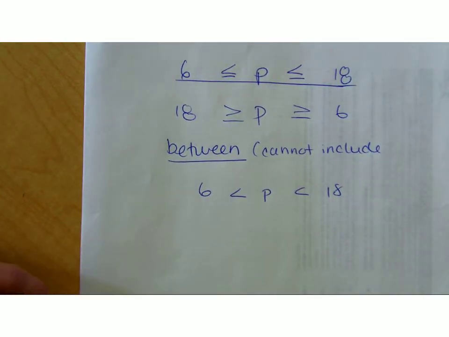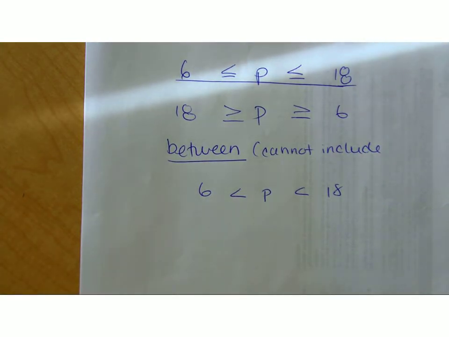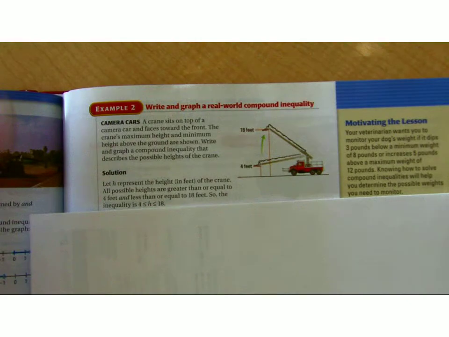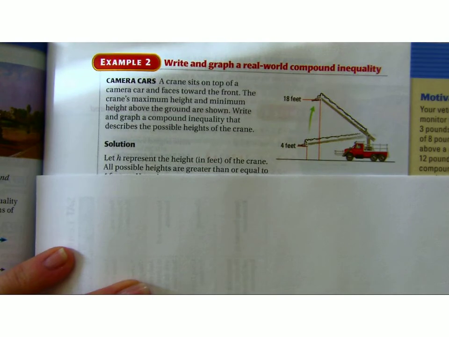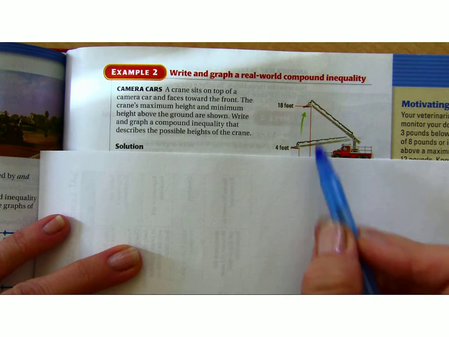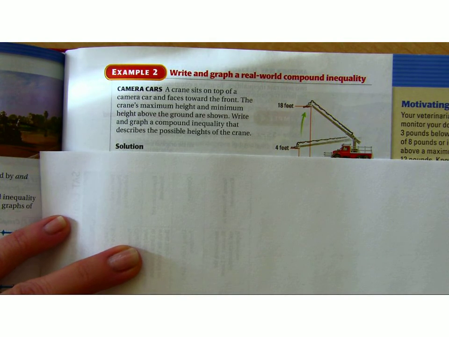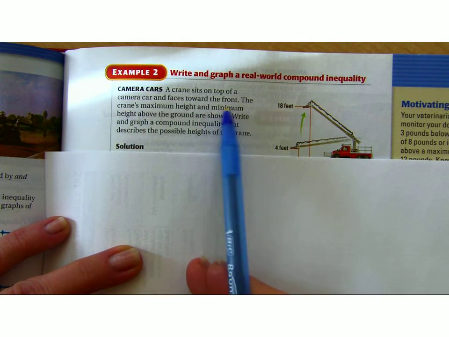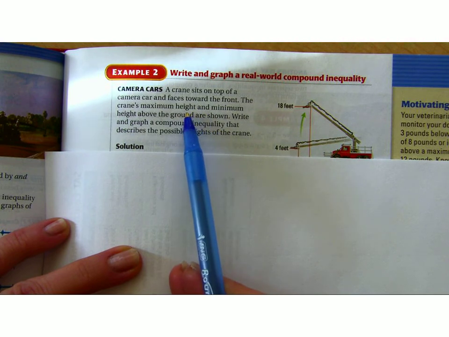Yep. Okay, in your book, what if I give you a visual? Let's say there is a crane, and I'm just going to show you the picture. This crane can lift anywhere from 4 feet to 16 feet, or 18. So right away I should be looking at that and asking, can it be 18 and can it be 4? You've got to really read what it says. A crane sits on top of a camera car and faces the front. The crane's maximum height and minimum height.